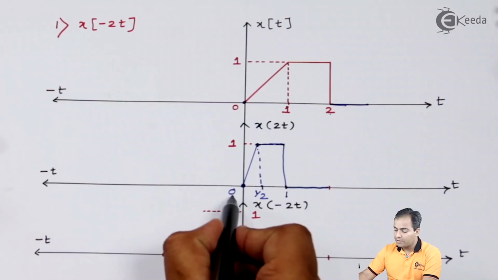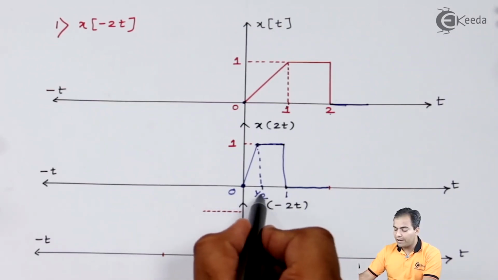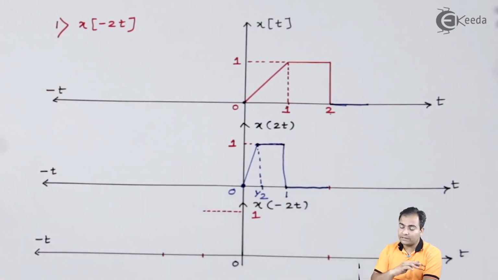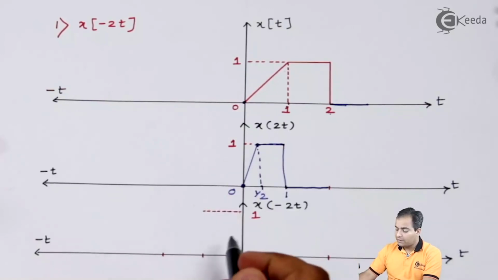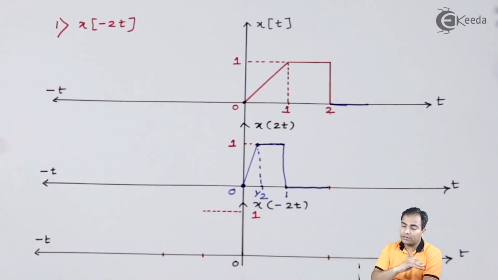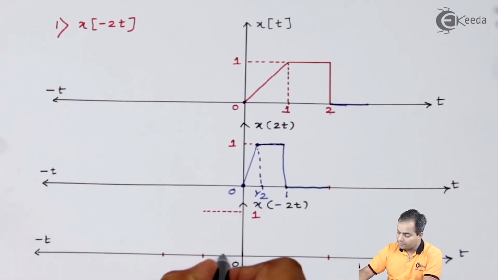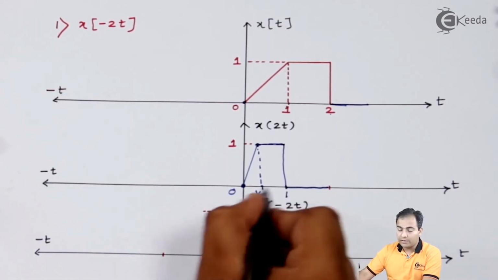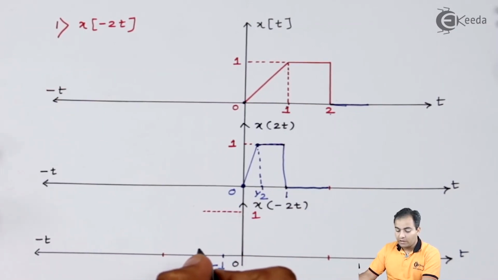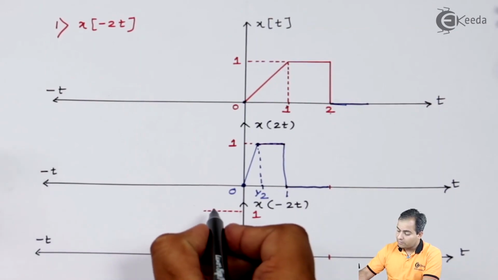Now here three different instances are given: 0, half and 1. All these instances will be shifted towards the left hand side as they are present on the right hand side. So 0 is at the origin, that place will never change. Half will now be represented on the negative side by minus half, and 1 is also replaced by minus 1. Now how will this graph look?